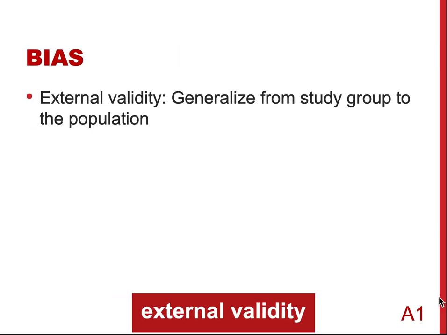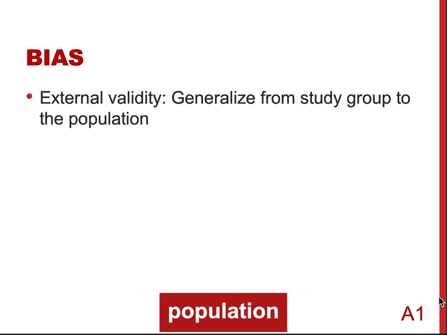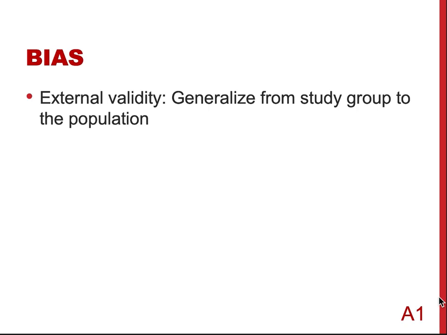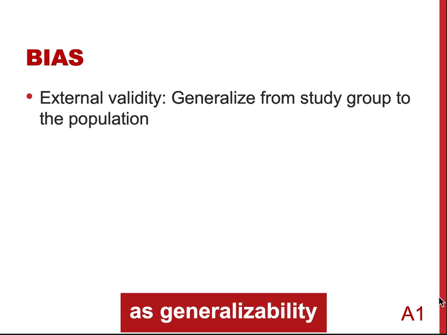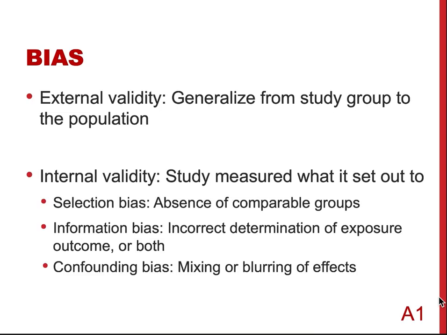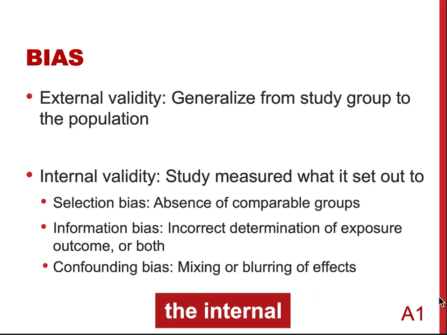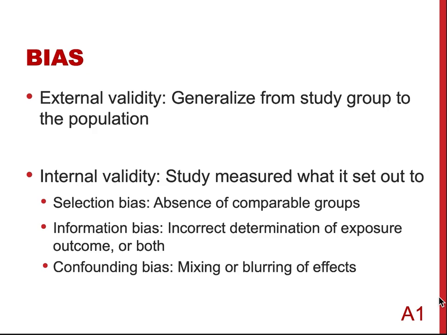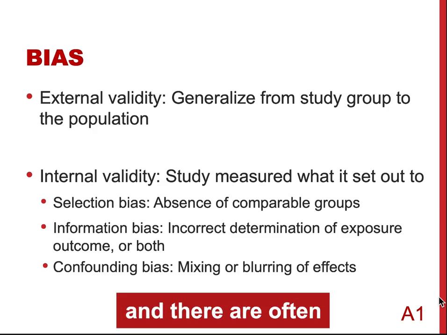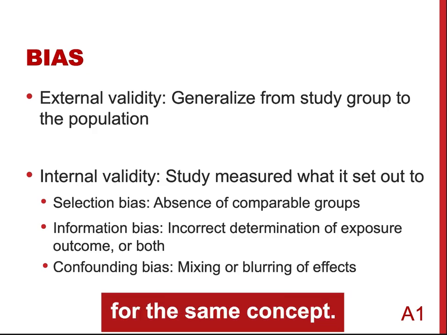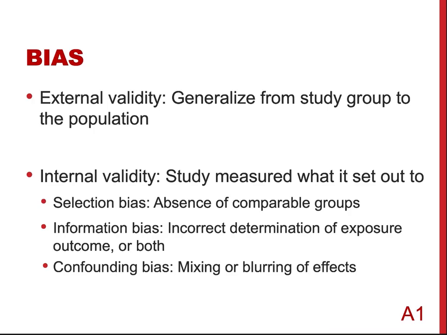The term external validity indicates that it is possible to generalize from the study population to the general population. We refer to this as generalizability or applicability. The term internal validity indicates that the study measures what it intends to. Bias undermines the internal validity of a study. There are many different types of bias, and there are often many terms for the same concept. It can get confusing quickly.